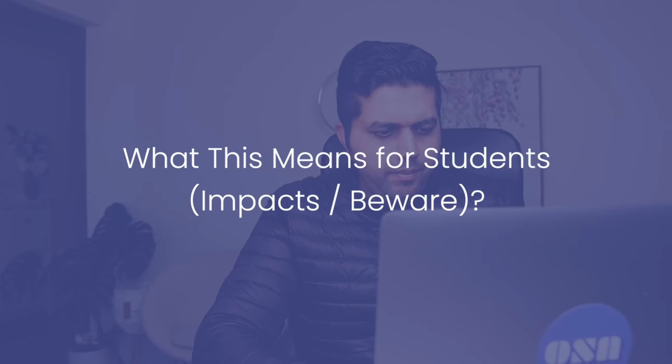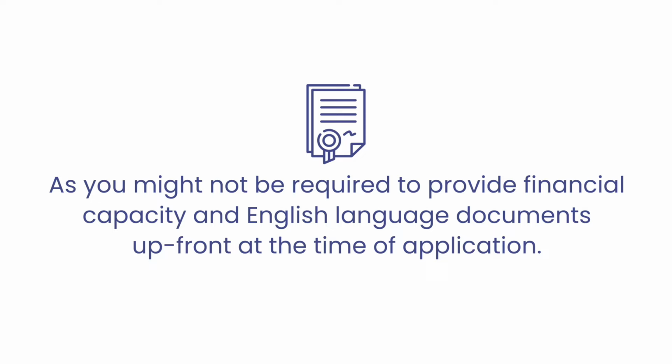So what does this mean for students like yourself? Well, overall, it is positive news for students coming from certain countries where the risk level has gone from level 3 to level 2 or level 2 to level 1. So students from India, Bangladesh, Sri Lanka, Nepal, Vietnam, and Bhutan, they are in a better off position now because they might have to provide less evidence for their financial capacity and English language requirements, especially if they're applying to low risk providers. In some cases, it might not be needed at all.